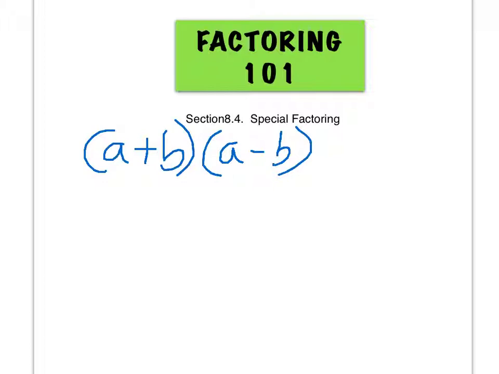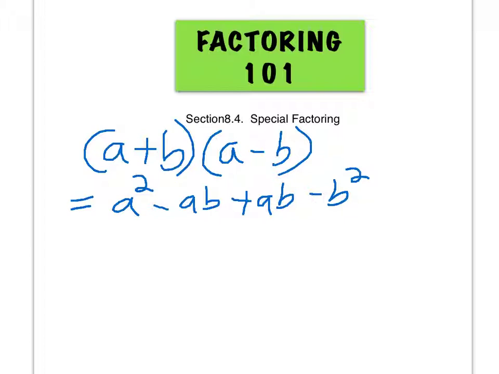When you FOIL this out, you will get a squared for the first term. For the outer term, you get negative ab. Inner term gives you positive ab. And then the last term gives you a negative b squared. When you multiply the sum and the difference of the same two terms, you're always going to get the same setup. So the two terms in the middle cancel out. They add out to 0. And what you're left with is just a squared minus b squared, or the difference of two squares.